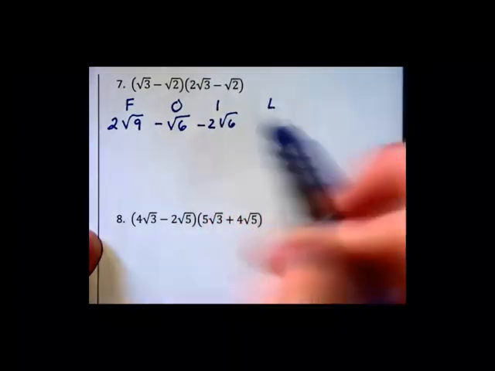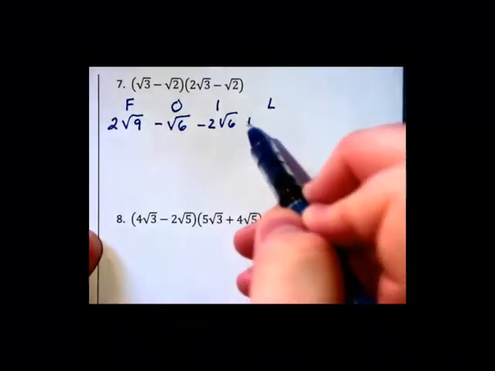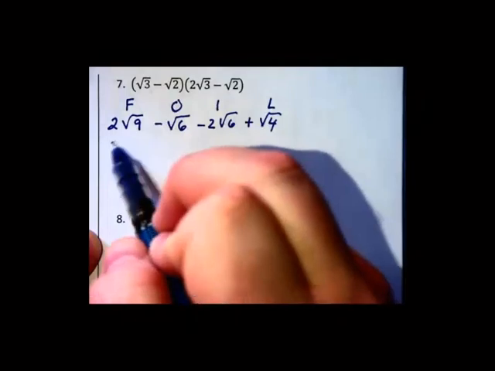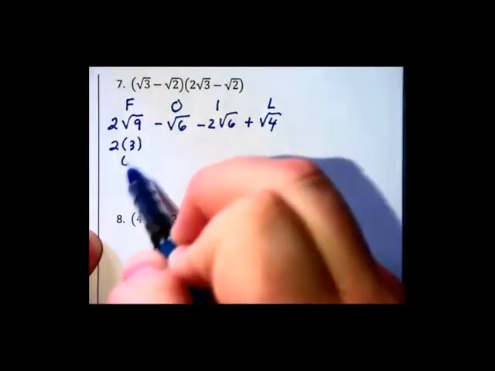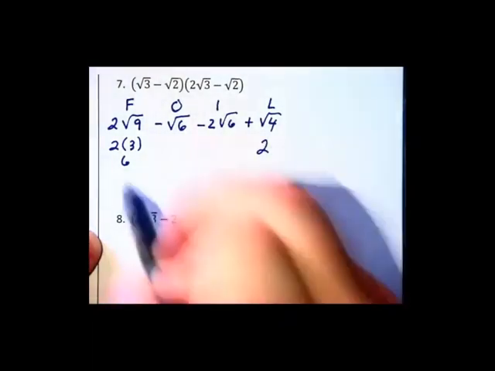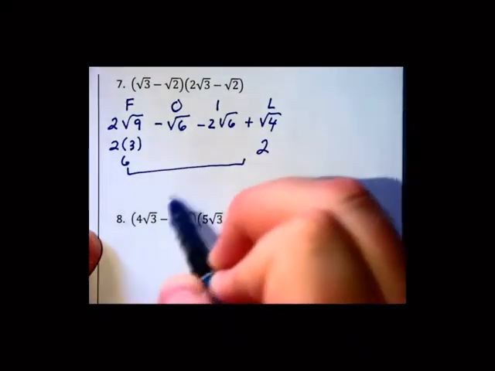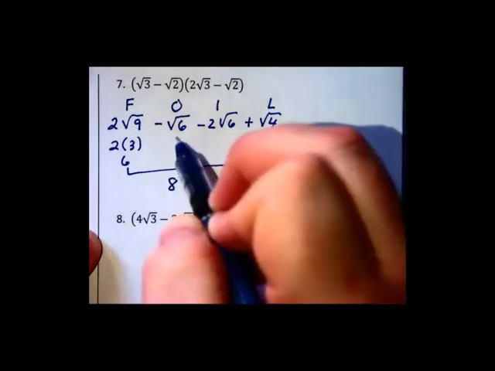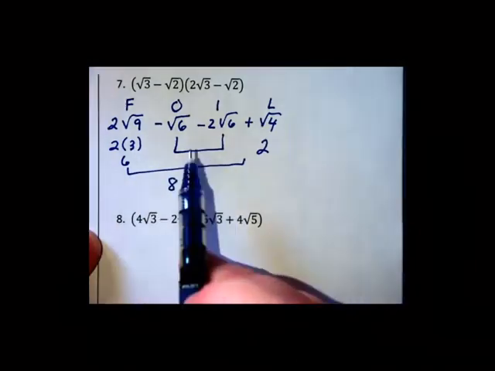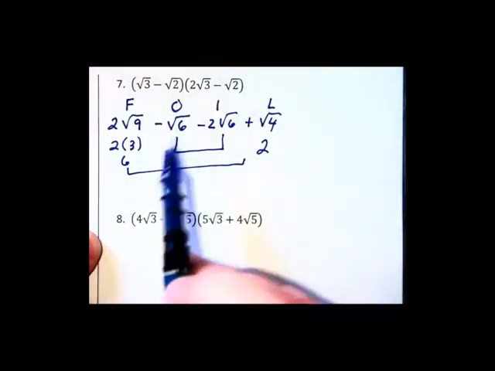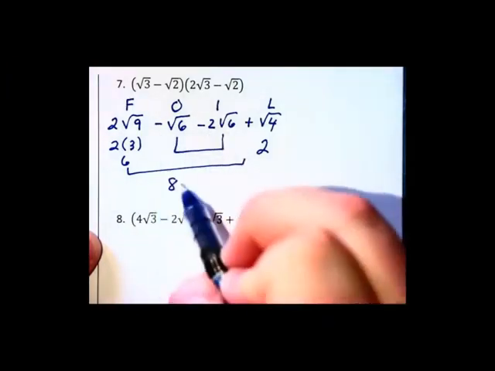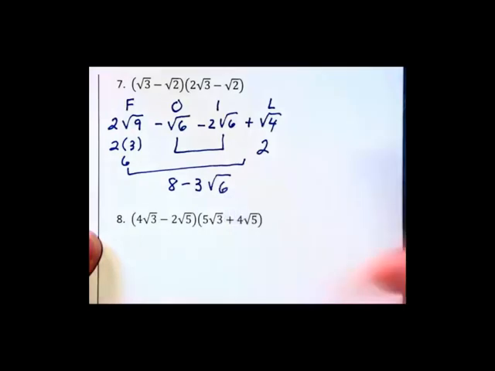And the last term of FOIL is negative times negative, so it's positive. Root 2 times root 2 makes root 4. So we've got a 2 times a 3 making a 6 out in front. This last term here is a 2. And the 6 and the 2 will combine together and give us an 8. The middle terms will combine together using addition now, not getting the rules for addition mixed up with the rules for multiplication. And now we have the same radical stuff inside, and so negative 1 and negative 2 make minus 3 root 6 as the solution.